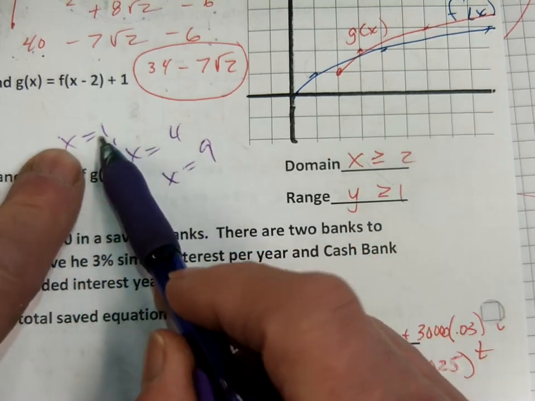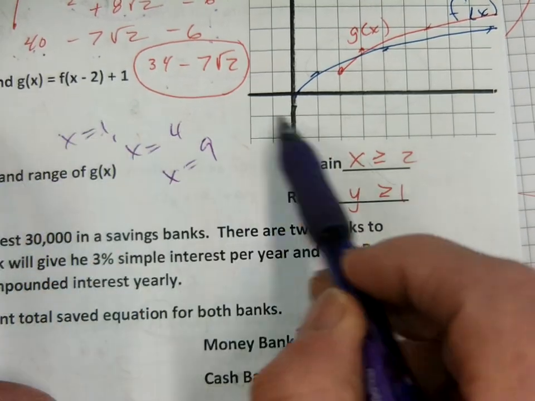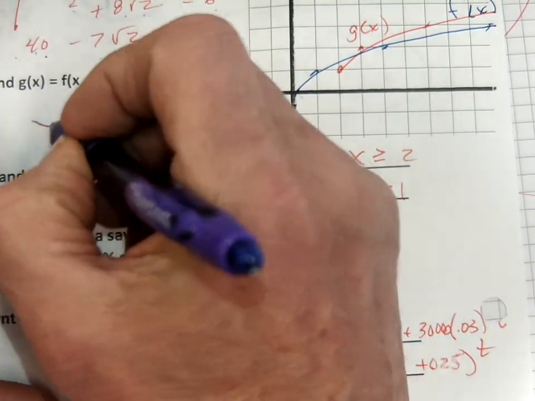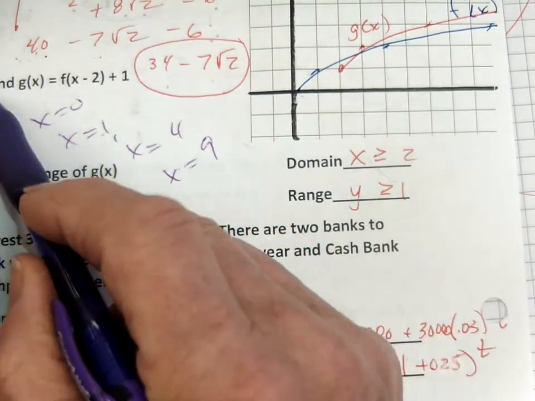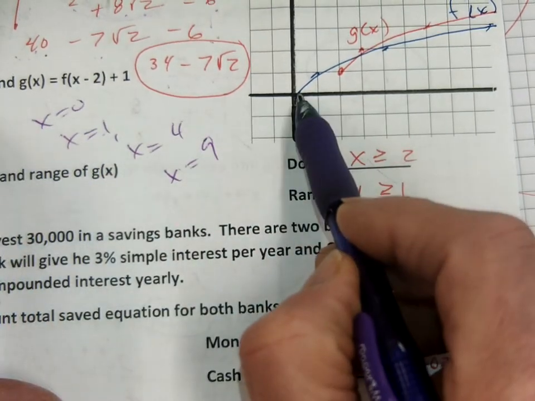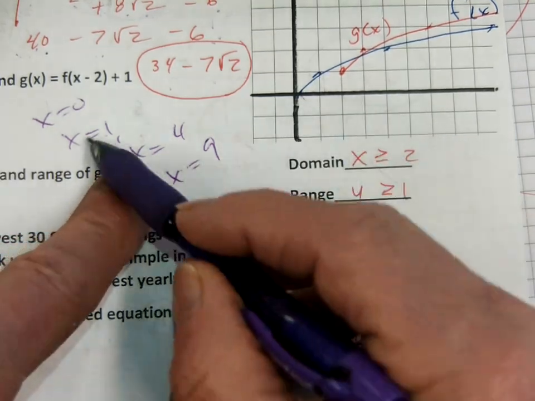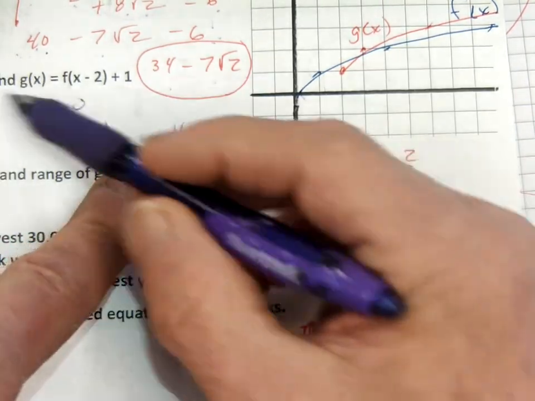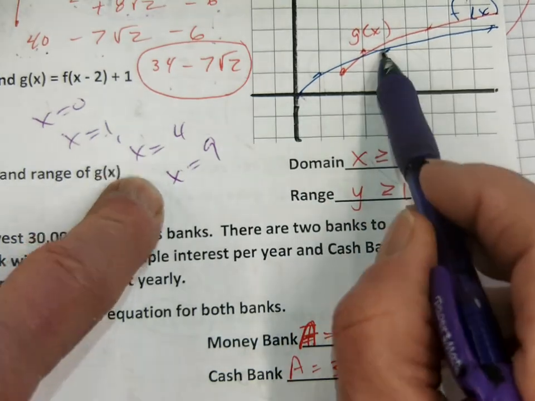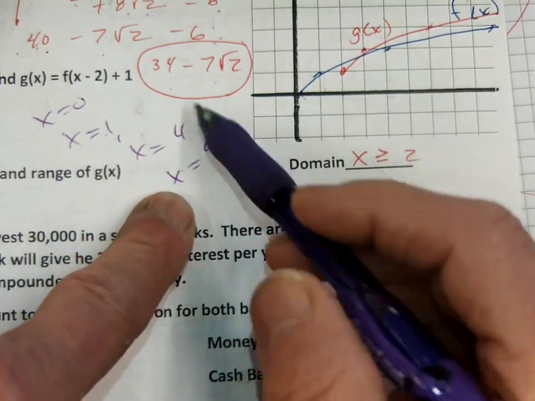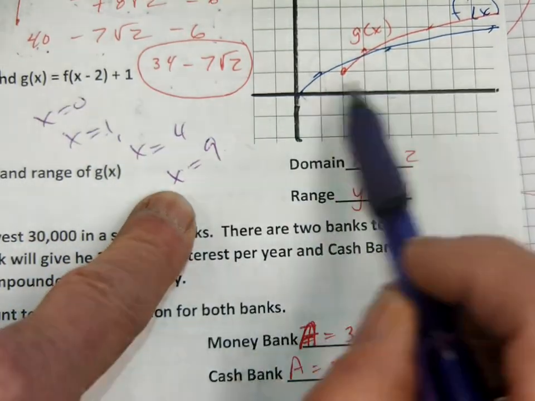The reason I picked these numbers is because I can take the square root of them. So I start at 0, 0, right? Because x can be 0. The square root of 0 is 0. The square root of 1 is 1, so 1, 1. I plug in 4 because that's the next good square root. Square root of 4 is 2. I can plug in 9 because that's the next good square root. Square root of 9 is 3, so I go over 9, 3.